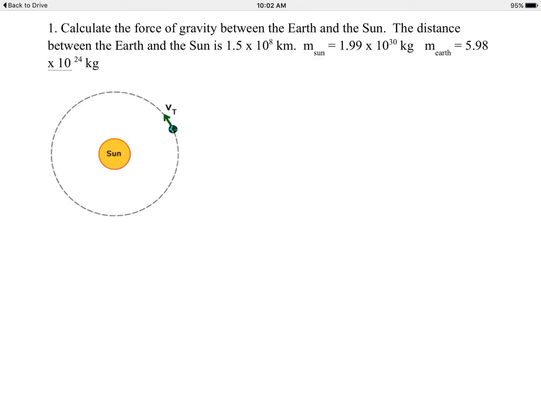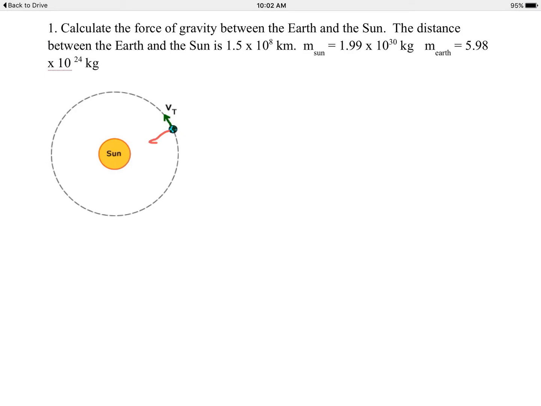Calculate the force of gravity between the Earth and the Sun. If the distances are given, how far the Earth is. The average distance of orbit is 1.5 times 10 to the 8th kilometers. Mass of Sun is given, mass of Earth is given. So the Earth and the Sun pull on each other.